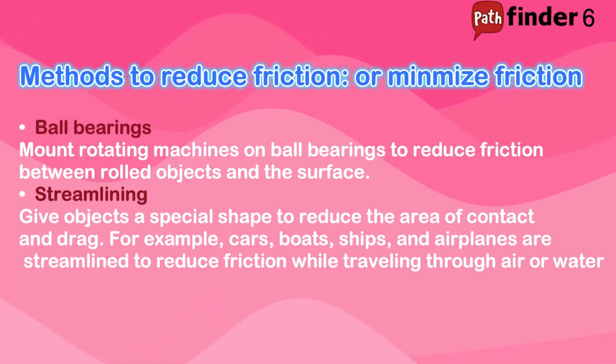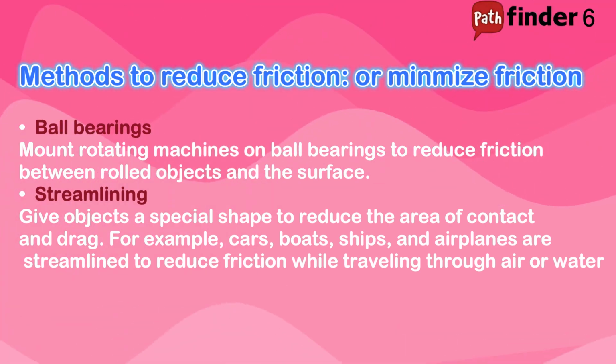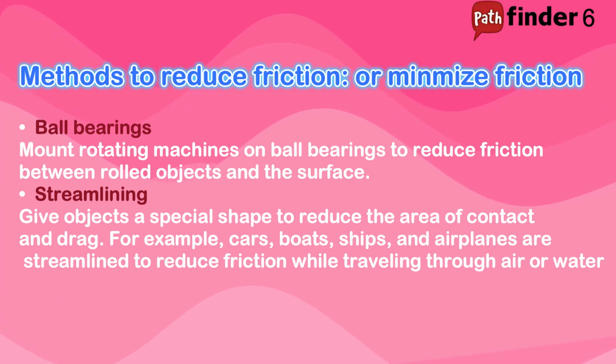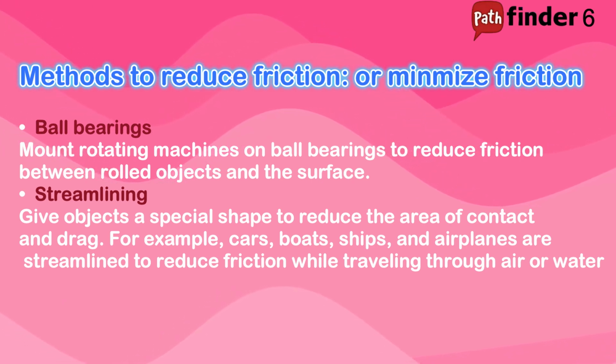Streamlining. Give objects a special shape to reduce the area of contact and drag. For example, cars, boats, ships, and airplanes are streamlined to reduce friction while traveling through air or water.